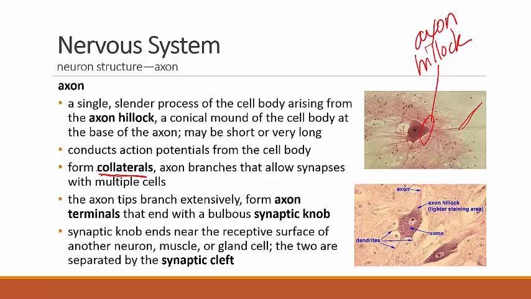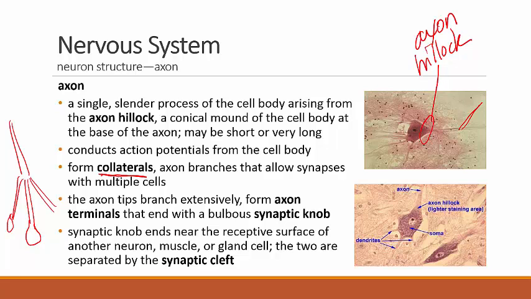And when you get down to the very tip of the axon, it branches extensively and forms what are referred to as axon terminals. These are the little ends of each of the axon tips. So let's say we've got an axon, it comes down to an end, and it branches multiple times. So now we've got 3 of these axon terminals, and they terminate at the very end with a little swollen area that's called the synaptic knob. So you can see this little bulbous zone of the synaptic knob.